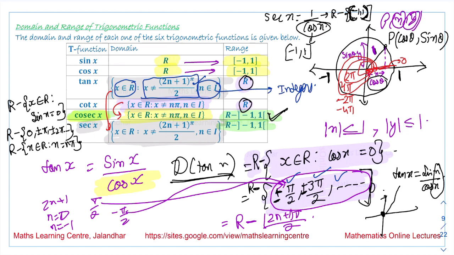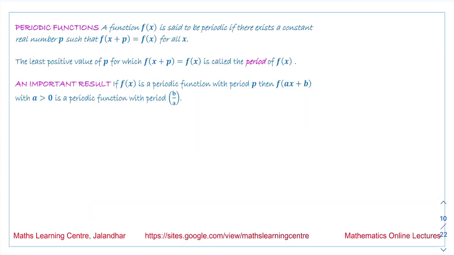The next definition we have here is the periodic function. This thing we have already discussed in our lecture related to even and odd functions. So a function f(x) is said to be periodic.